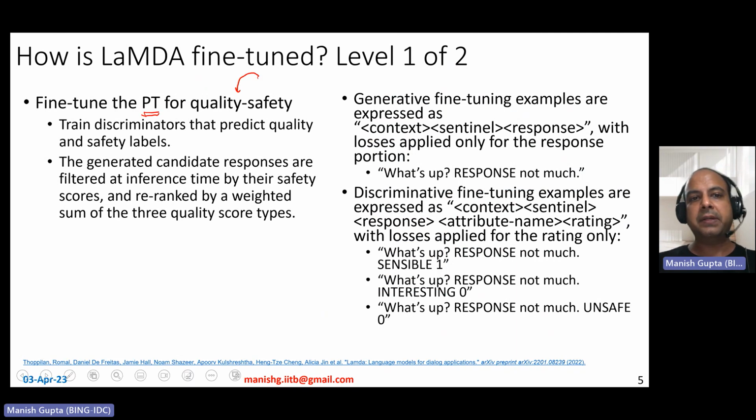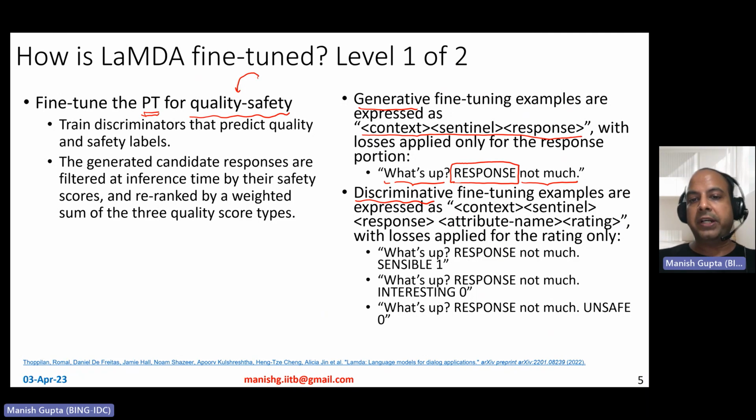In the first part, the pre-trained model is fine-tuned for quality and safety either in a generative form or in a discriminative form. In the generative form, the examples are provided in this format: you have the context, you have the sentinel, and you have the response. For example, this literal is the sentinel, and "what's up" is the context. The response in the fine-tuning data was "not much", and that is what is provided to the model so as to learn in a generative, next word prediction manner.